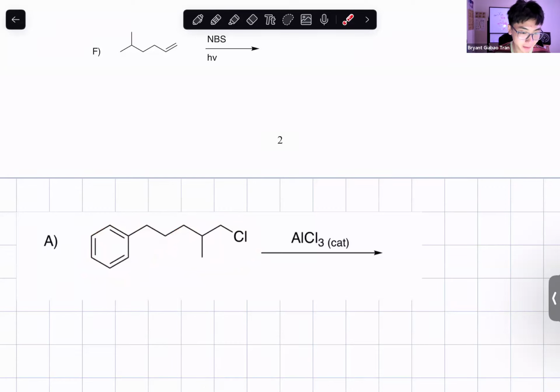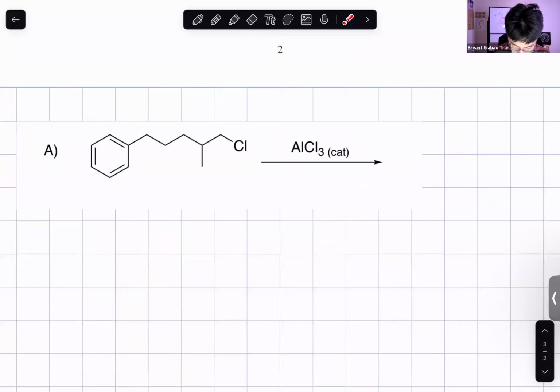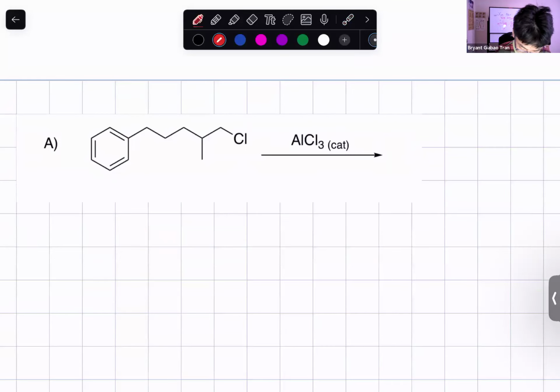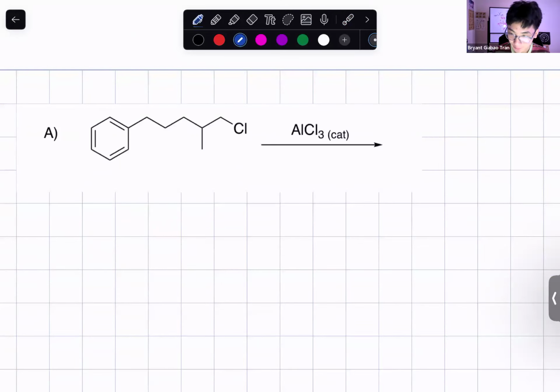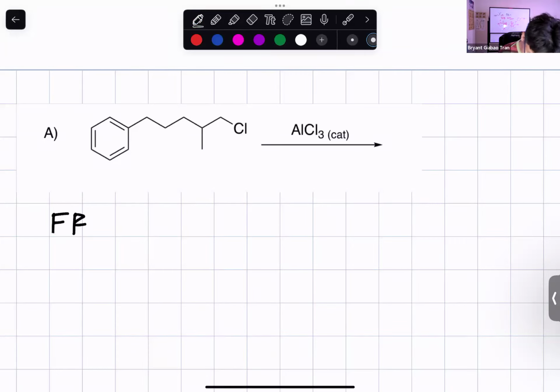I'll give you a hint. It's one of the EAS reactions. It's one of the electrophilic aromatic substitution reactions. Okay. Friedel-Crafts, right. And there's two types of Friedel-Crafts. Would it be a Friedel-Crafts alkylation reaction or Friedel-Crafts acylation reaction?